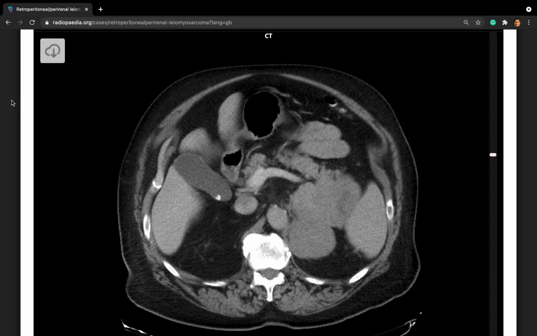Okay, his renal functions were normal. Why does increase in hemoglobin happen in paraneoplastic syndrome? That's because of the production of erythropoietin by the tumor cells. Okay, so you're ordering a CT scan.